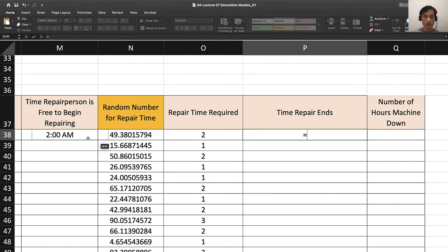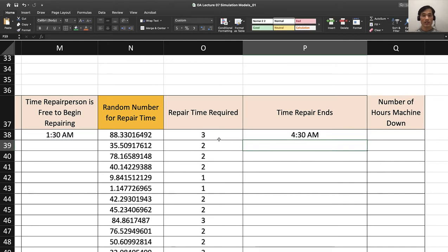So what we do is we add this plus time of this, and there's no minutes, no 30 minutes here. So I'm going to just say 0 and 0. Then it's 4:30. So 1:30 a.m. The random number keeps on changing. That's why the number is changing. So 1:30 a.m. it ended. It takes 3 hours. Therefore, it ends at 4:30, right?